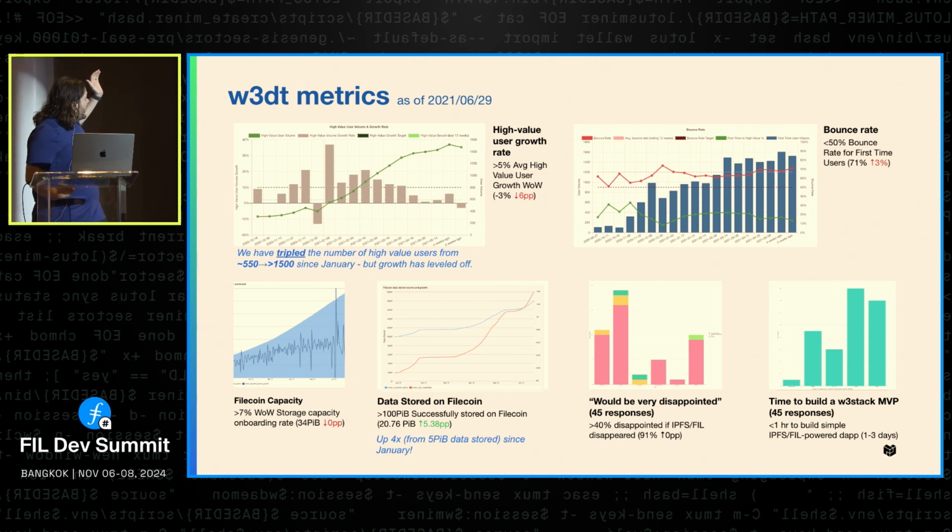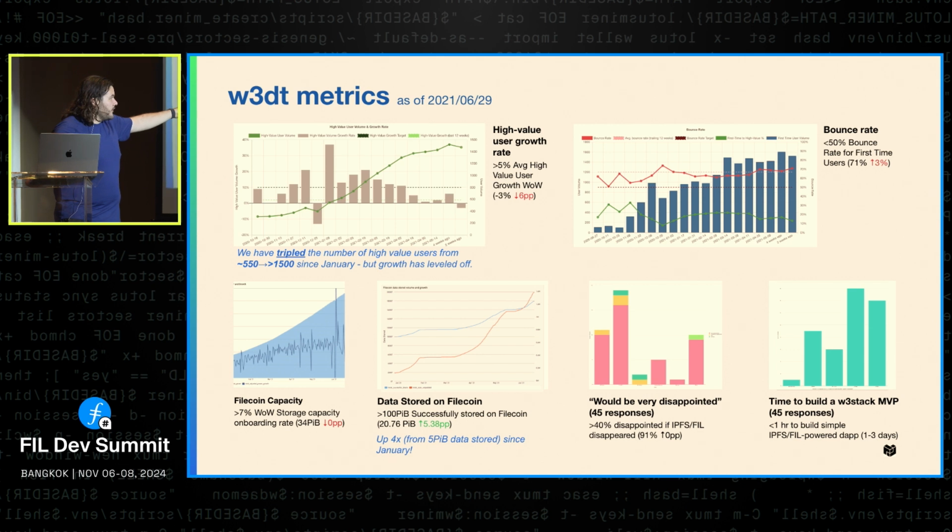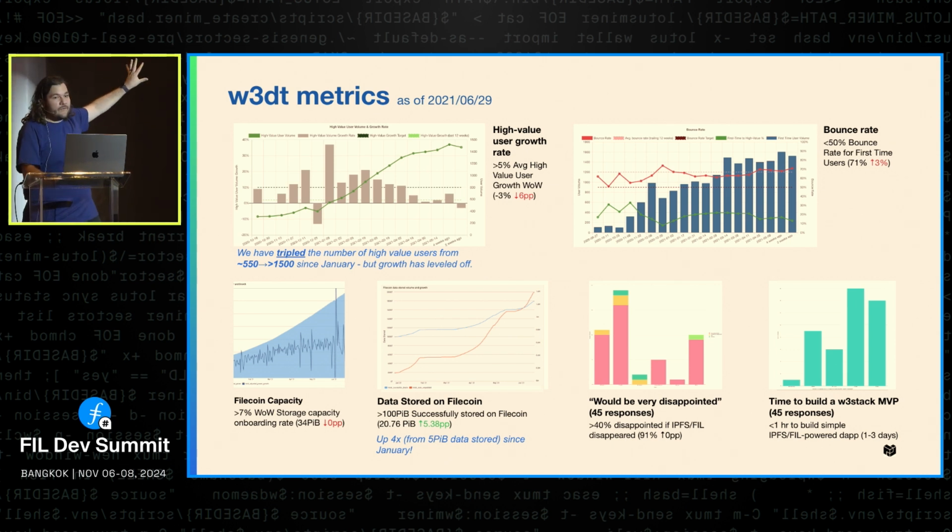We looked at the capacity growth. We looked at the data stored on Filecoin growing over time. This is back when it was a lot smaller. We ran surveys on "would be very disappointed." We looked at the bounce rate of various users falling off. And so we've used a lot of these metrics.